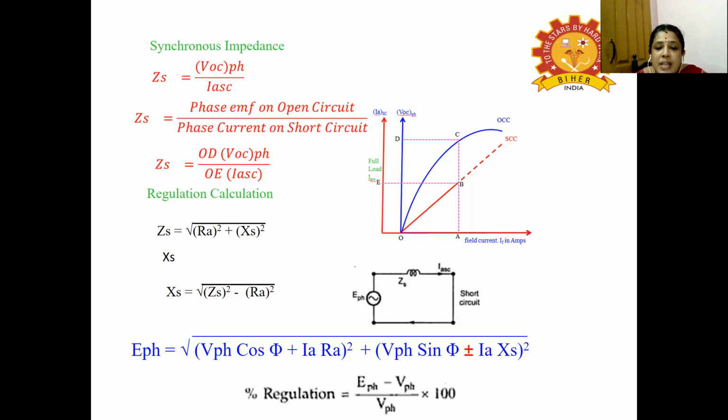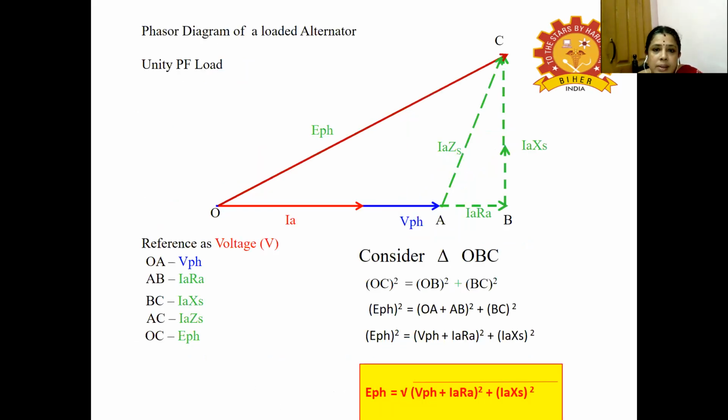This plus or minus determines whether it is lagging power factor or leading power factor. Plus indicates lagging power factor, minus indicates leading power factor. So from this, you can find out the voltage regulation. Regulation is equal to EPH minus VPH divided by VPH, into 100.